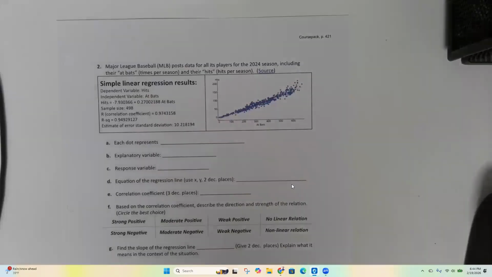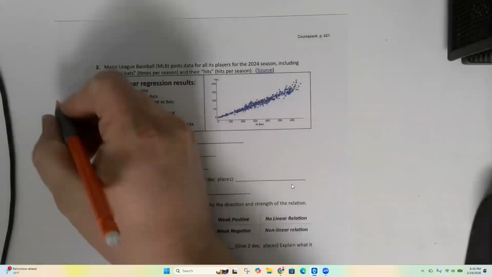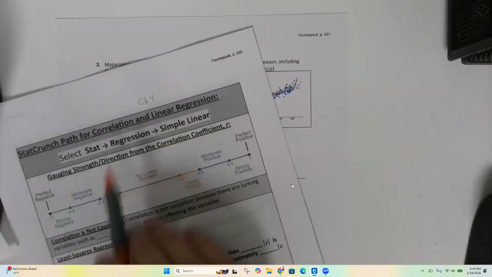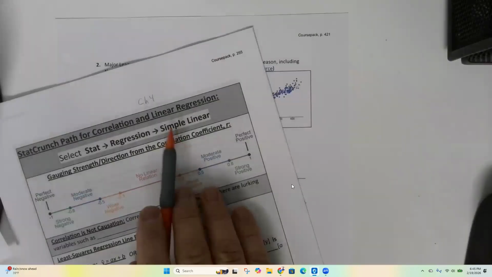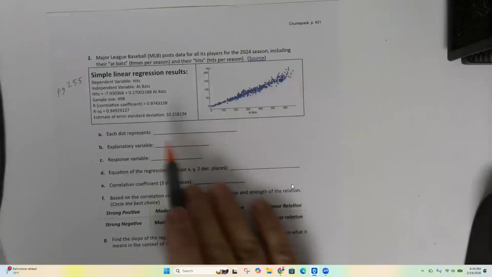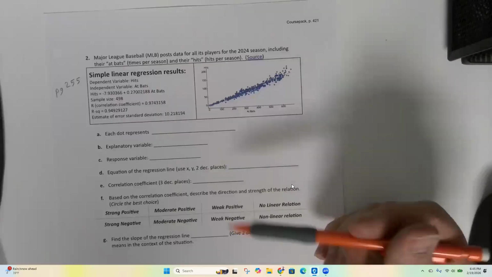Page 421, Major League Baseball posts data for all its players for the 2024 season, including their at-bats and their hits. So we've got a linear regression. They've already done the StatCrunch for us. So the StatCrunch for this is page 255. Okay. At the top, you can see stat, regression, simple linear, if we were going to calculate this out. But they already did it for us, so that was nice. Each dot here represents what?